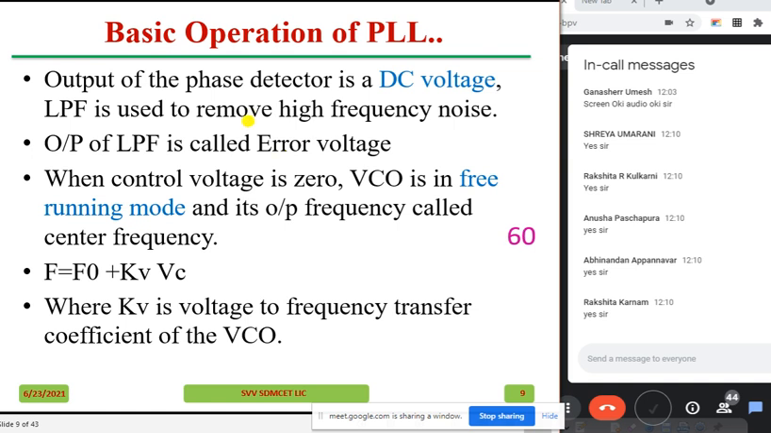This is the basic concept one should understand, which they have mentioned mathematically. If there is no error voltage, the output will be F0 only. If the error voltage is positive or negative, based on that F will also change.